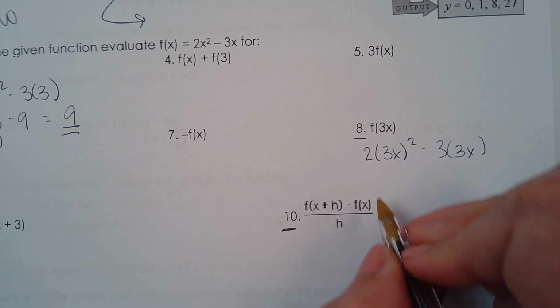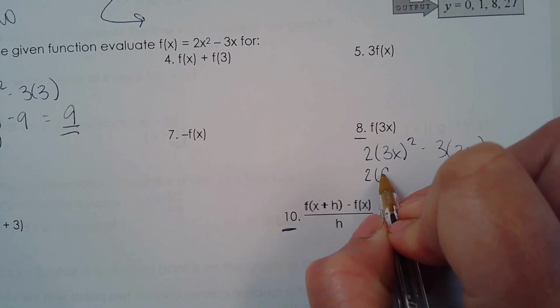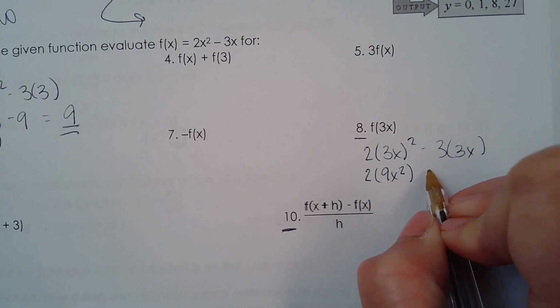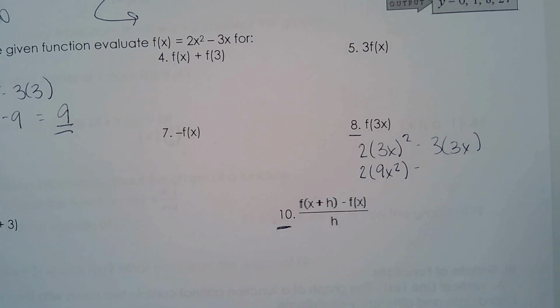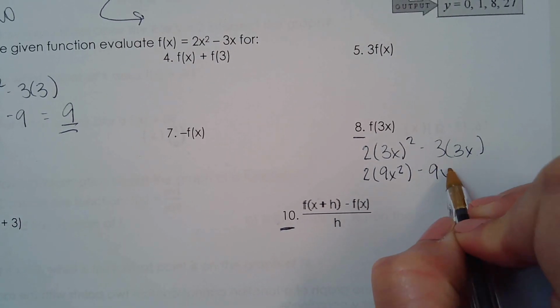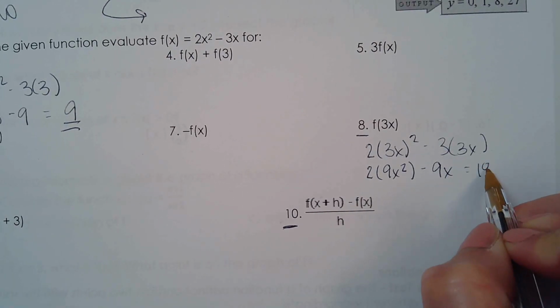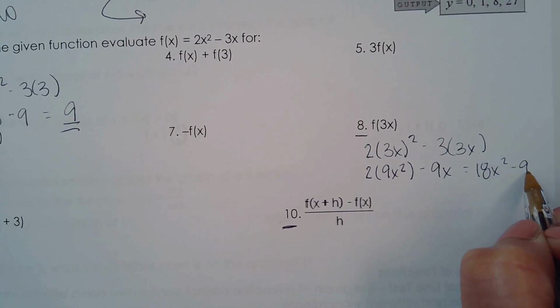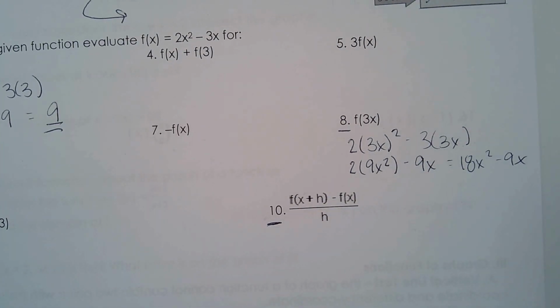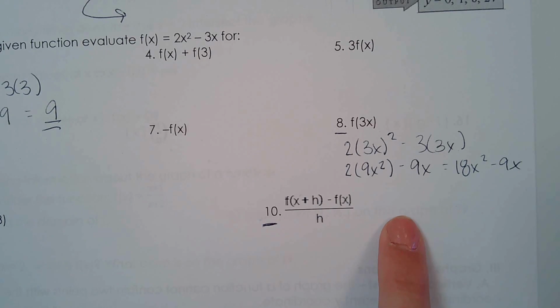Yeah? So that's going to be 2 times 9x squared minus 3 times 3x, so 9x. And then our last step will just be the 2 times 9x squared. So we'll have 18x squared minus 9x. Is that all right? Yeah. Yeah, we can do 7. Are we good with 8?